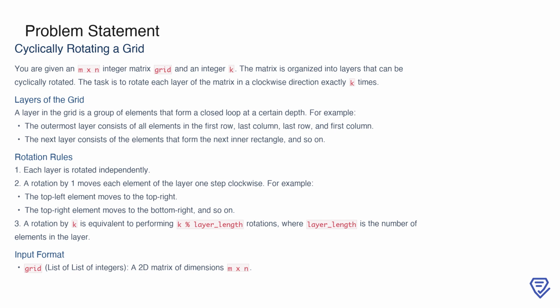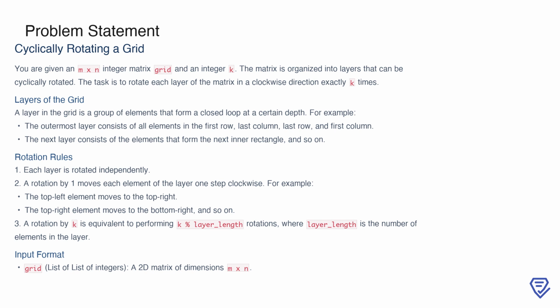When rotating, each layer is rotated independently. A single rotation moves each element of the layer one step clockwise, such as the top left element moving to the top right, moving to the bottom right, and so on. If the rotation count is k, it's important to note that k rotations are equivalent to performing k modulo layer_length rotations, where layer_length is the total number of elements in that layer.